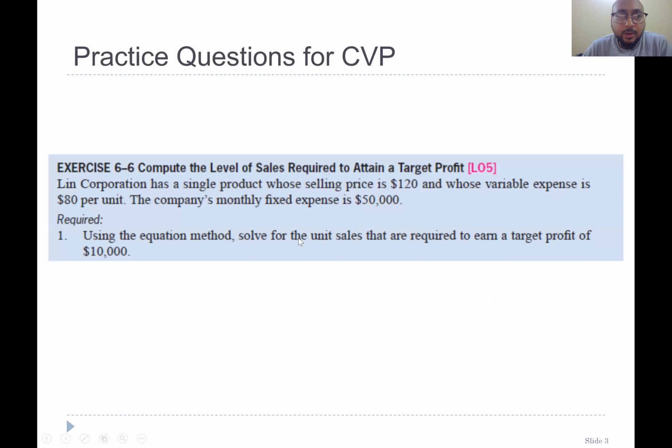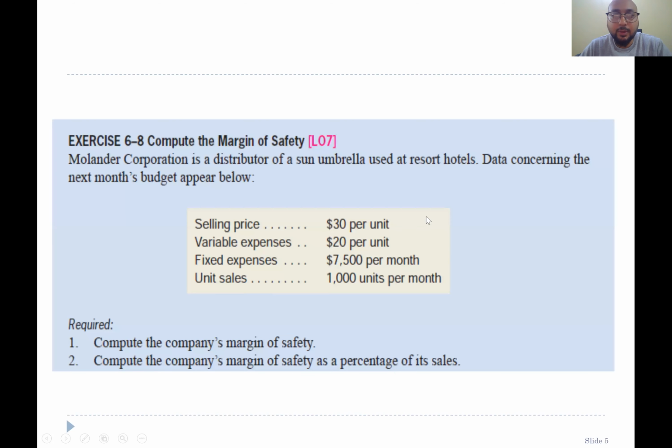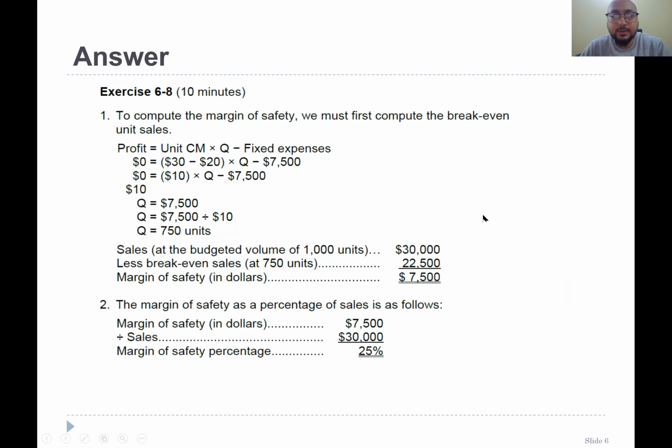So I hope you already aced that. So those who are watching the video, please pause and try to solve it and compare your answer with it, right? So I have pasted a couple of questions for you to further practice and get a grip on CVP analysis. Here we go. We have one more question in which we are asking for computing the margin of safety. Here is its answer.